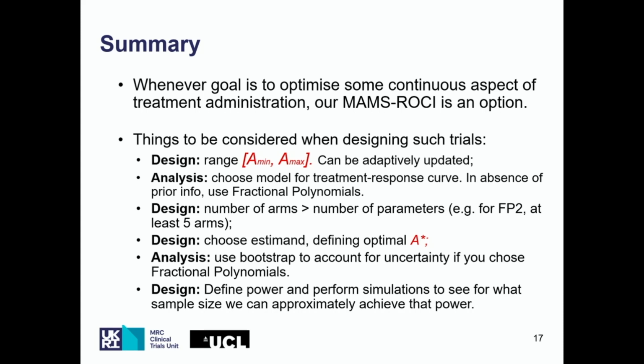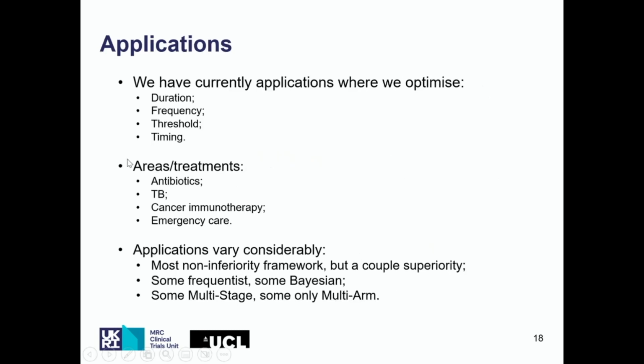And then the next question is to choose an estimand, and we've given some possible definitions of optimal frequency or duration. In terms of analysis, bootstrap is a good choice for estimating our estimand A star. And finally, once we have discussed all of this, the way to design such a trial at the moment is to define power in a certain way and perform simulations to see for what sample size we can approximately achieve that power.